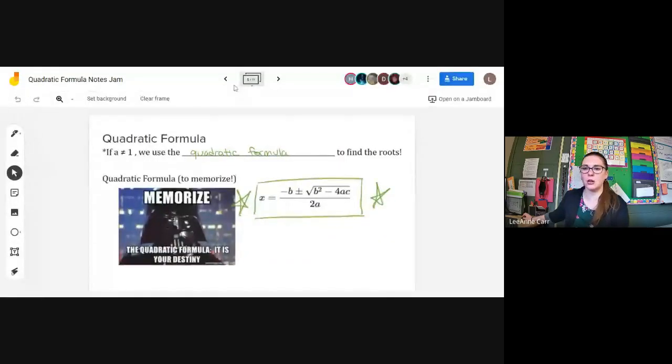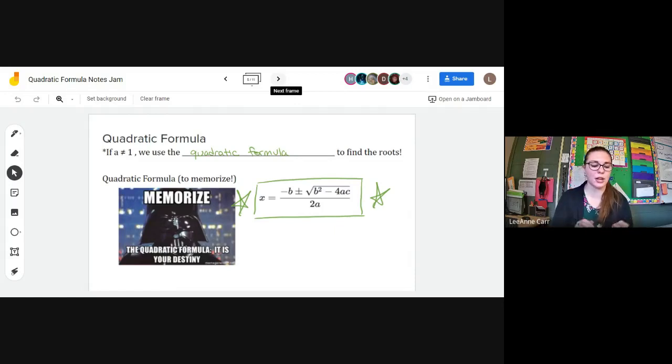Yay! All right, so let's go back to our quadratic formula. Now, what does this mean? How do I use it, Ms. Carr? What this does, this will help us figure out where our quadratic, our parabola graph crosses that x-axis. And you can actually use this for any equation.